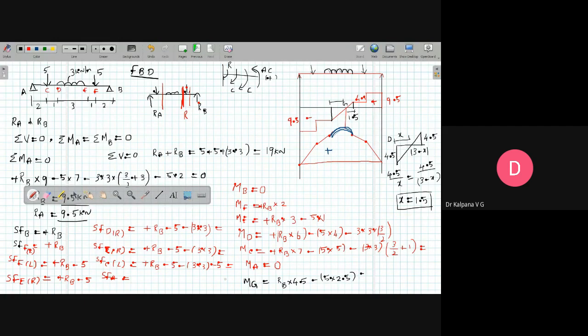Minus the UDL moment. So here you could write 3 into 3, where the point G is at a distance 1.5 meters. So 3 into 1.5 into 1.5 by 2, that is the maximum bending moment value. So this is greater than the other bending moment values. Now you can plot the point here and then connect it through a parabolic curve.